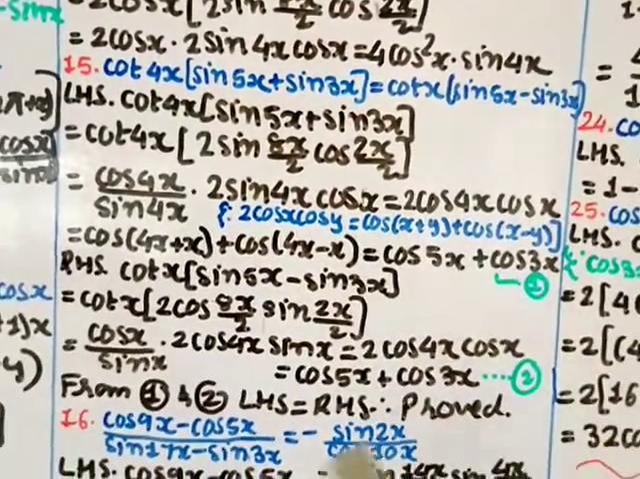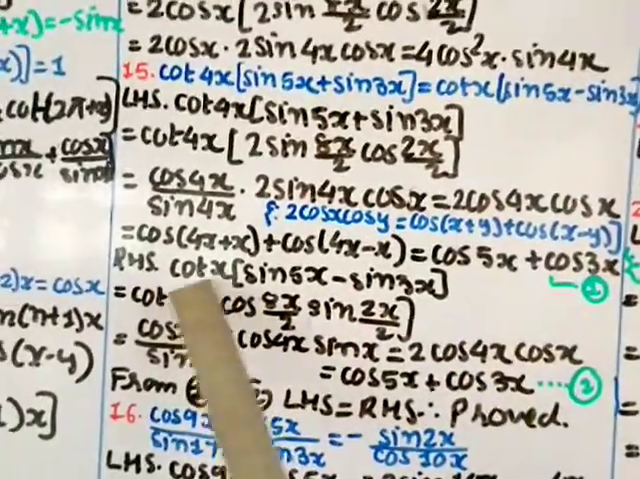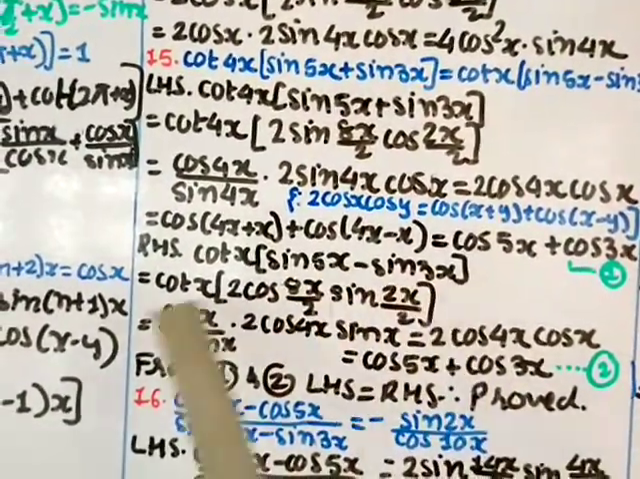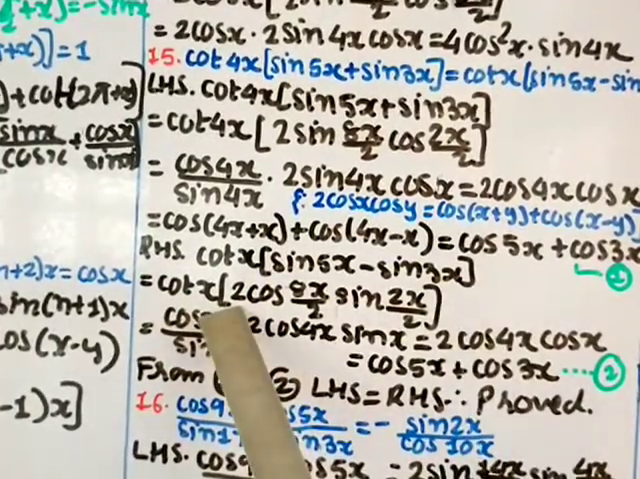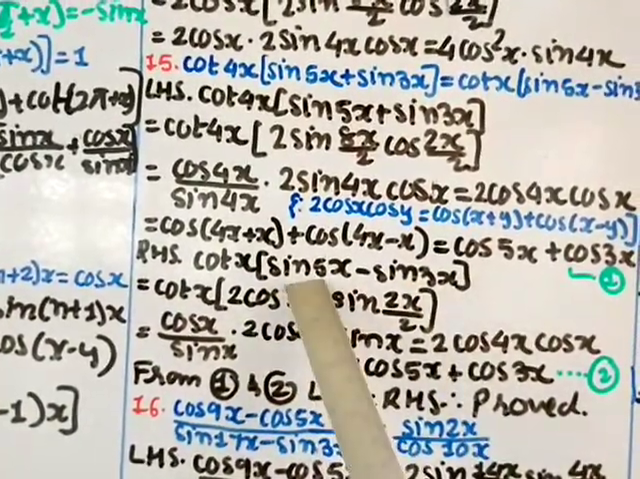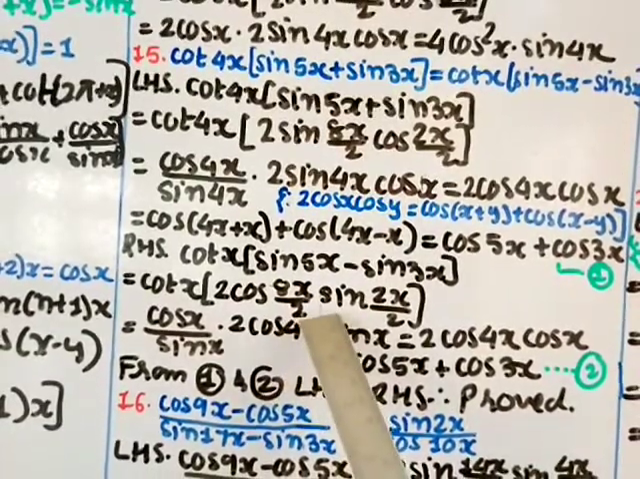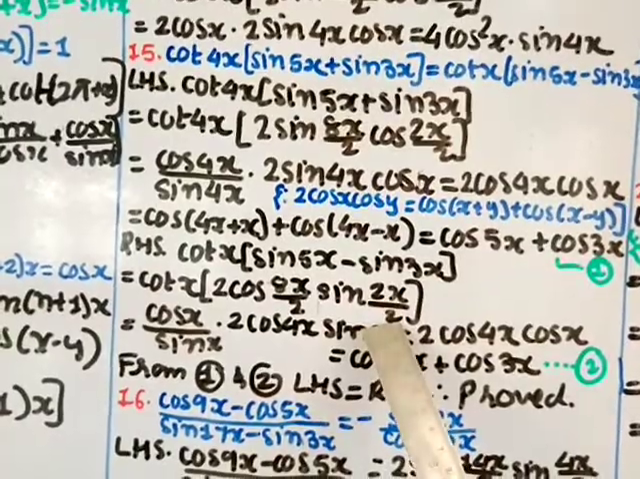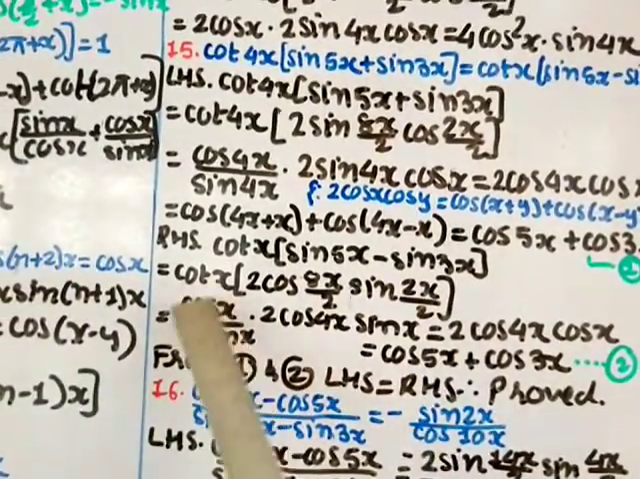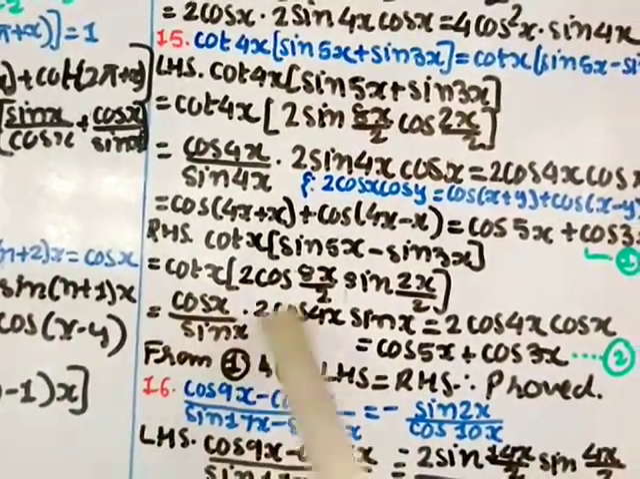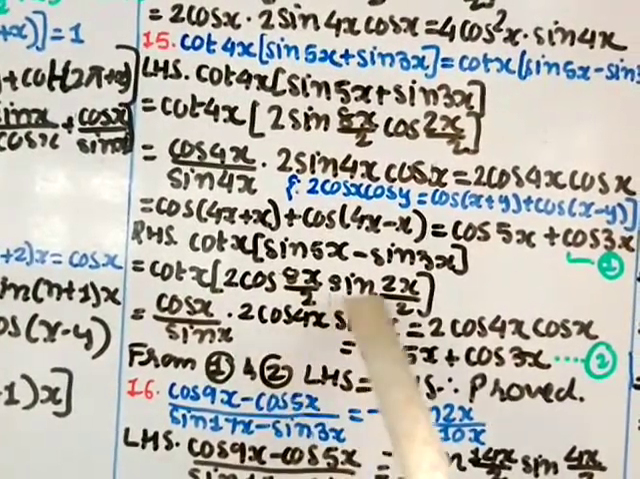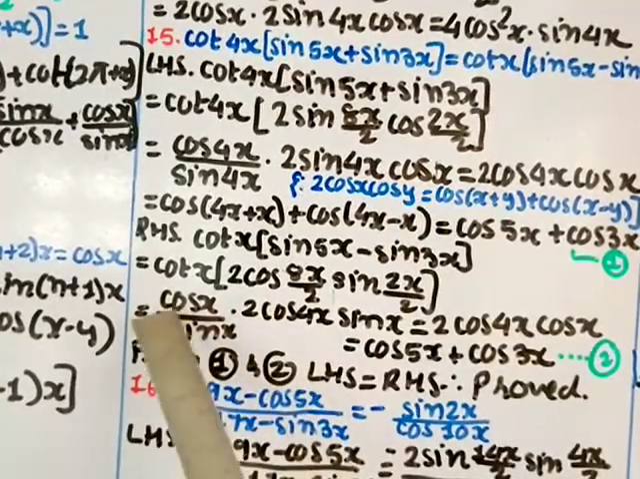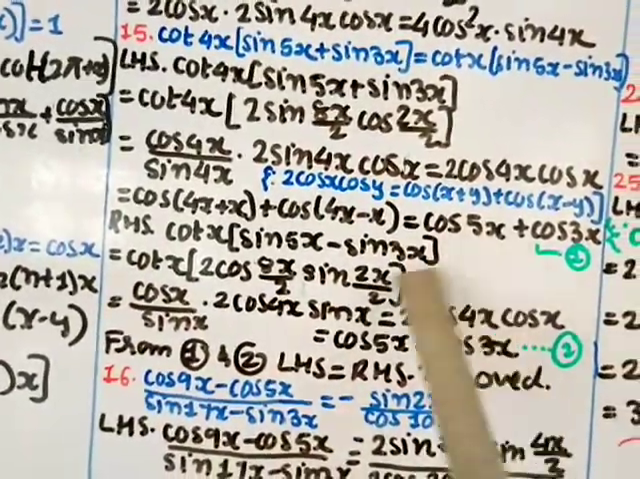Call this equation number 1. Now take the right hand side: cot x (sin 5x minus sin 3x). Apply the identity: 2 cos (x plus y) by 2, so 5 plus 3, 8x by 2, into sin (x minus y) by 2, so 5x minus 3x, 2x by 2. Cut by 2, cut by 2. Cot can be written as cos by sin, so it remains cos 4x, and sin x cuts with sin x, so we get 2 cos 4x cos x. It is same as this one.